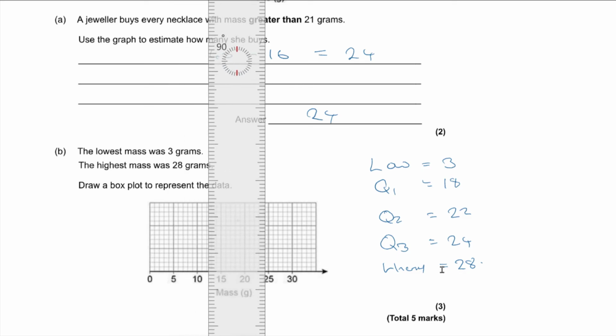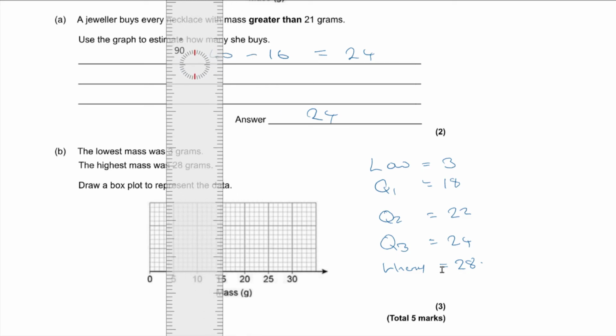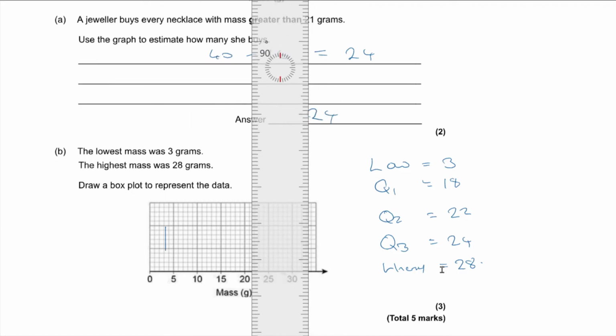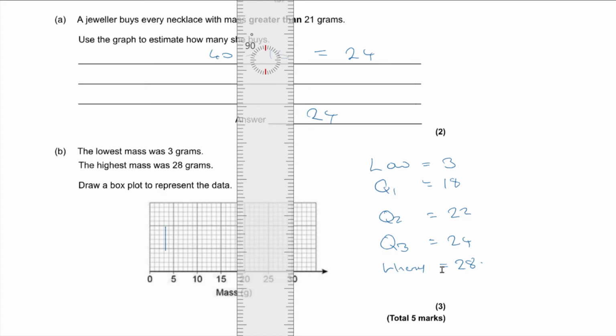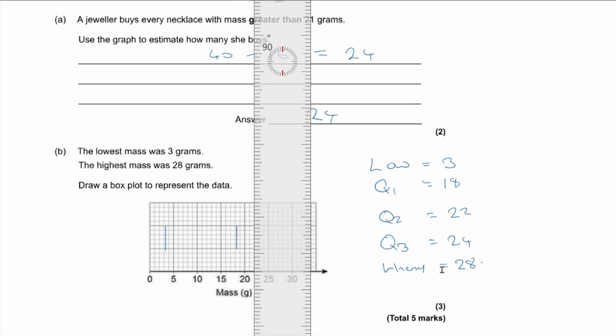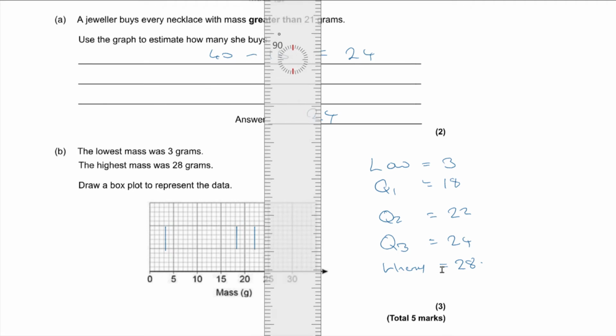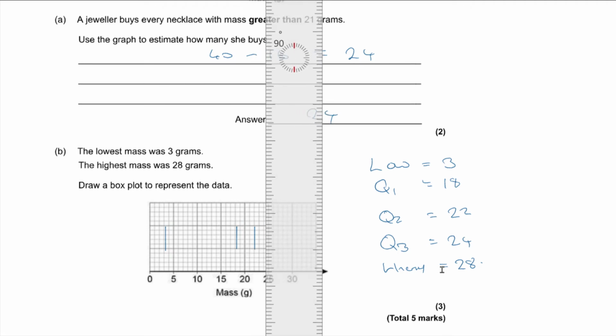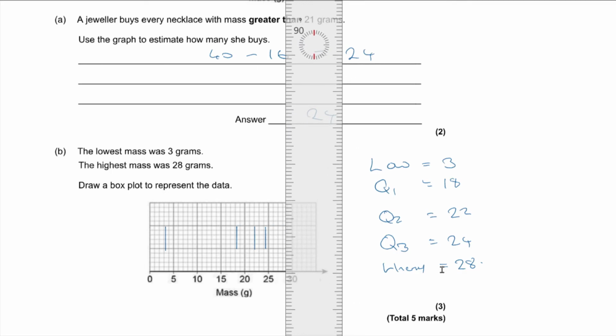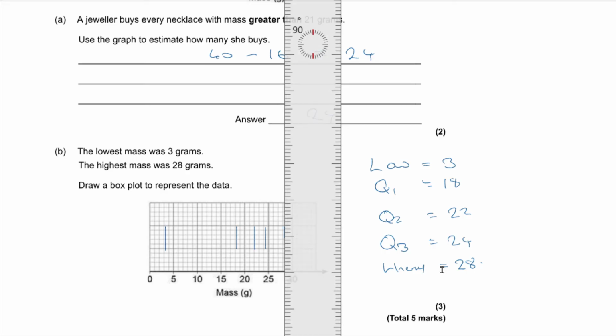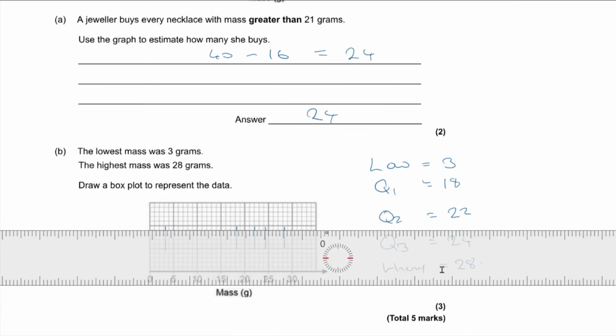Okay, so I'm going to draw a line at 3. I'm going to draw a line at 18. I'm going to draw a line at 22. And a line at 24. And finally, a higher value at 28. Right, so then once I've drawn those 5 lines, I'm going to just do some extra lines in here.